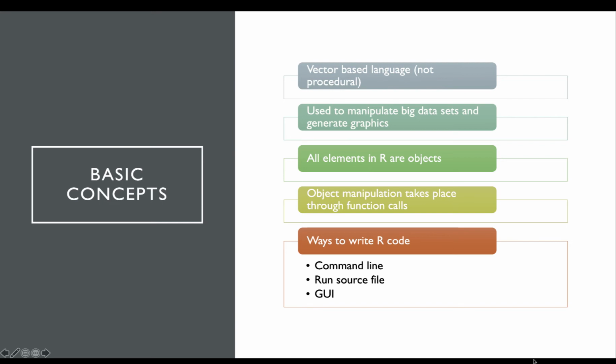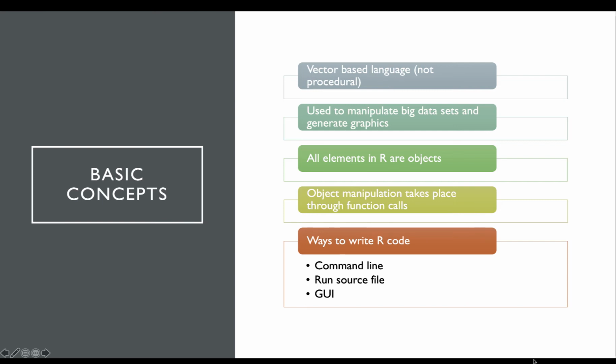Within the R framework, all elements in R are considered as objects. Object manipulation takes place through the use of function calls or built-in pre-programmed pieces of code that allow us to perform operations on specific individual data elements or collections of data elements.